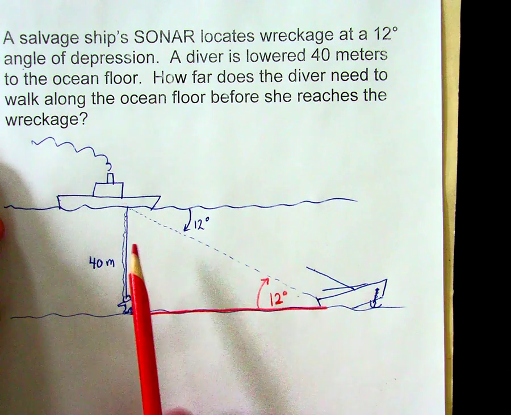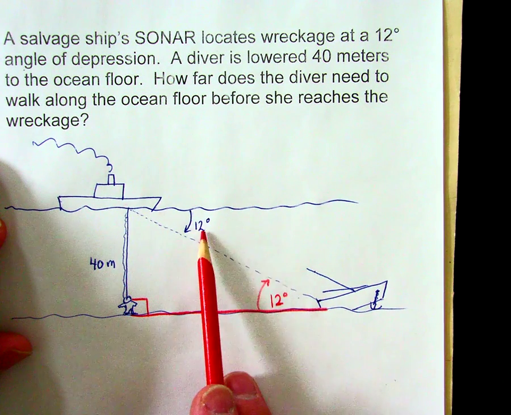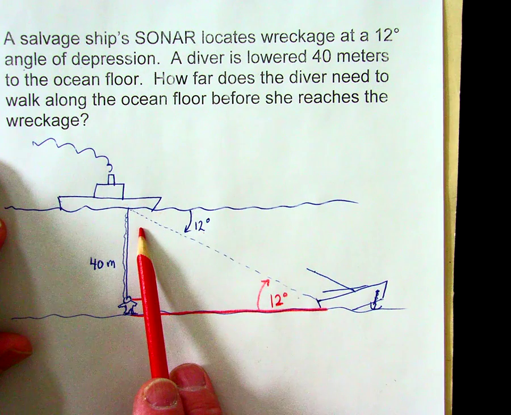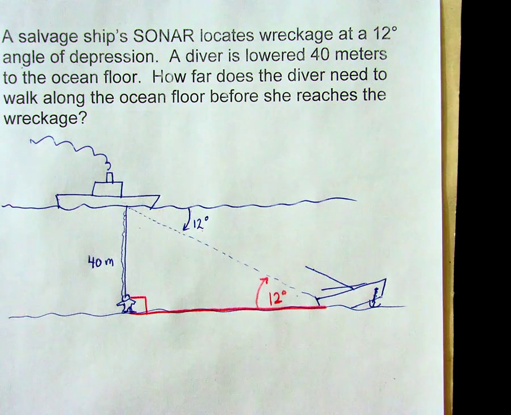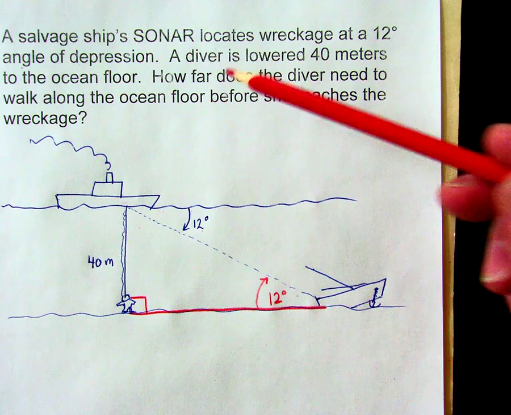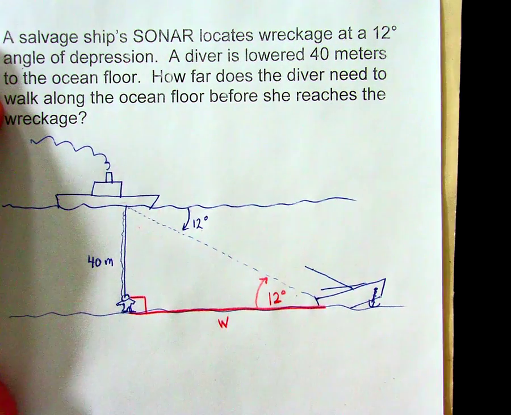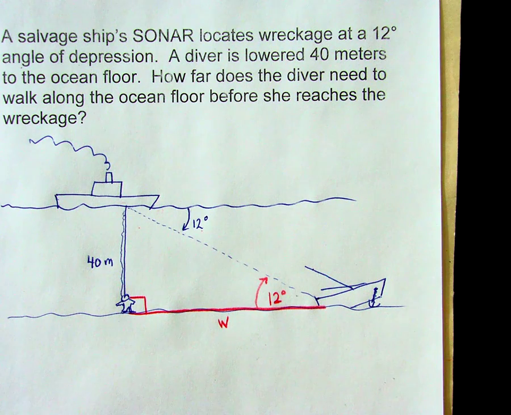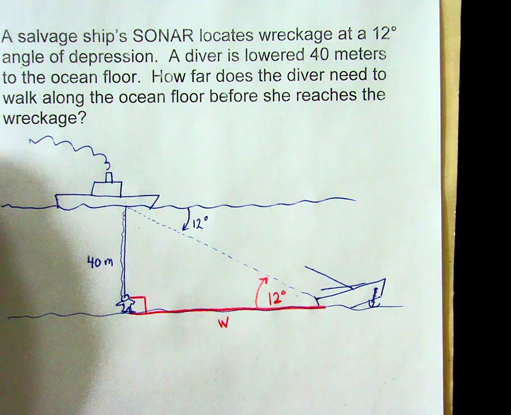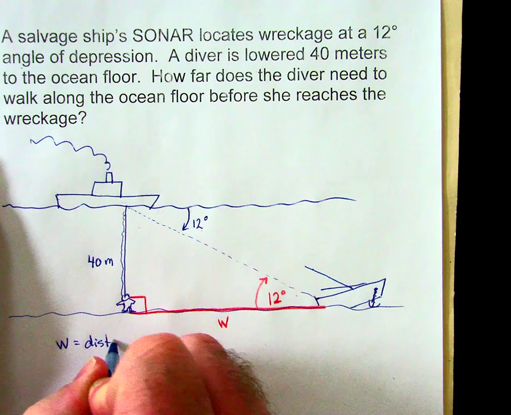The other way some people would approach this is saying, well, I would know this is a 90-degree angle, so if that's 12 degrees, we could find this to be a 78-degree angle, and that's fine too. I'm going to stick with the 12-degree angle that I have. So again, we want to know how far the diver needs to walk along the ocean floor. I'm going to use W for walk. Could have used any variable I want to. So we know W stands for the distance to walk.